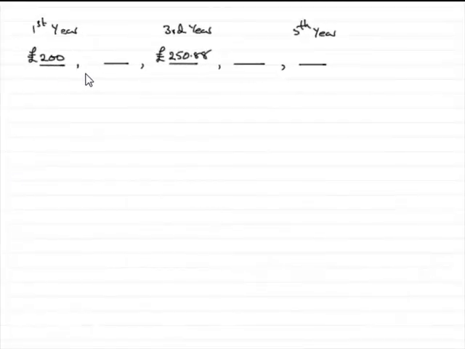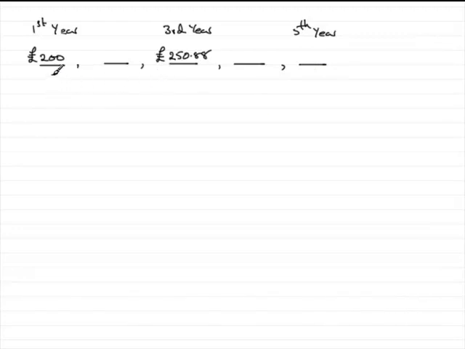Now, what I've done here is I've put down what we're given. That is, in the first year, the cost of the insurance scheme was £200. They tell us that in the third year it was £250.88, and we've got to find out what the cost is in the fifth year. We're also told that it goes up by 12% each year.